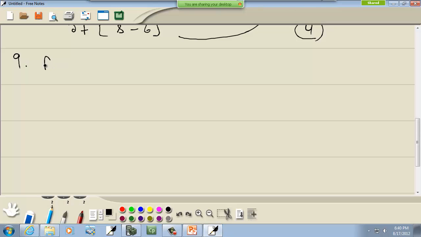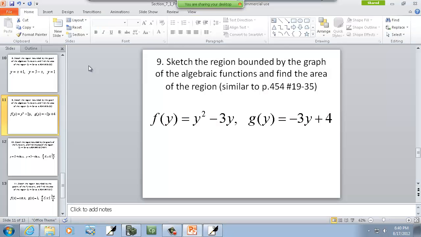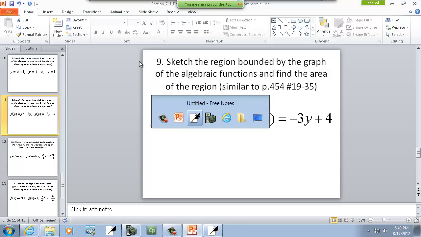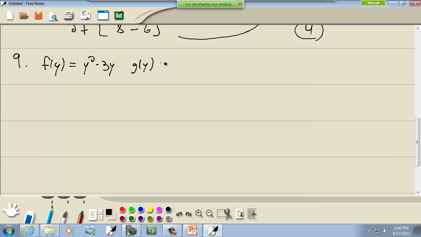So we got f of y equals y squared minus 3y, and g of y is equal to negative 3y plus 4. Now let's pretend that these look like this. F of x is equal to x squared minus 3x, and g of x is equal to negative 3x plus 4. And now let's graph these.